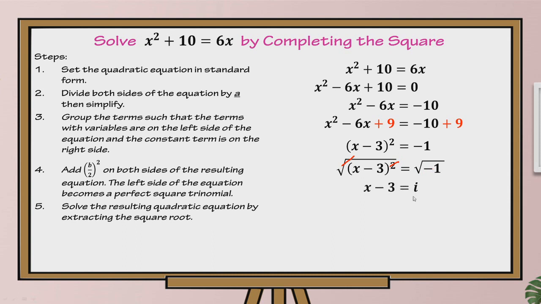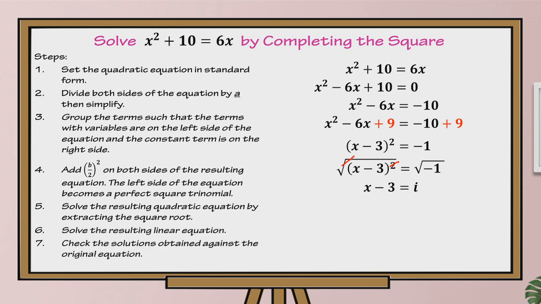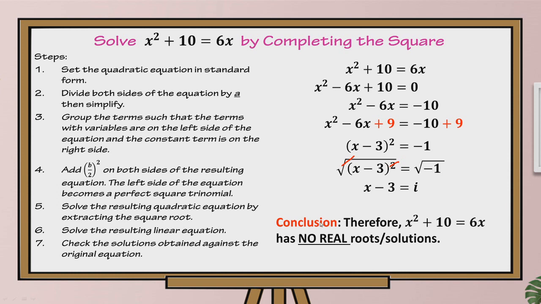So if ganito yung mangyayari, we don't need to proceed to step 6 and step 7 kasi wala naman tayong makukuhang real number. Kaya we will now proceed to our conclusion that the quadratic equation x squared plus 10 equals 6x has no real roots or solutions.